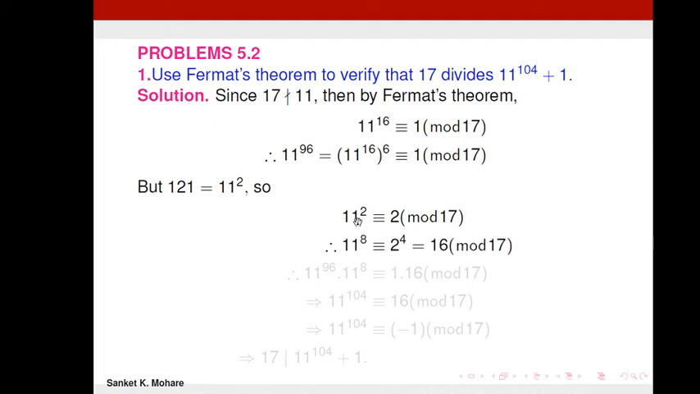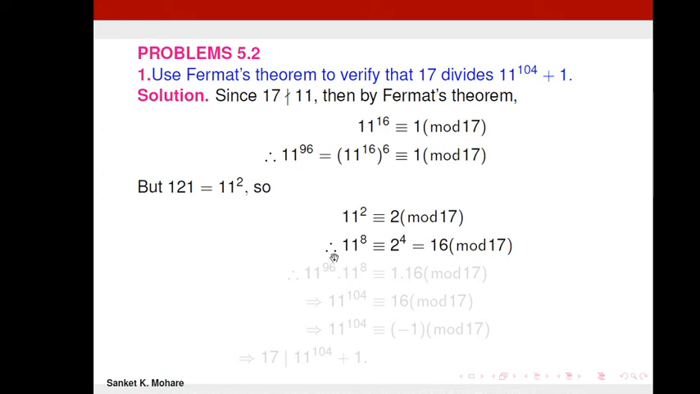Now 11 raised to 8 is equal to 11 to the power 2 to the power 4. So 11 raised to 2 is 2. So 2 to the power 4. 2 to the power 4 is 16, congruent modulo 17. So 11 raised to 8 is congruent to 16 modulo 17.